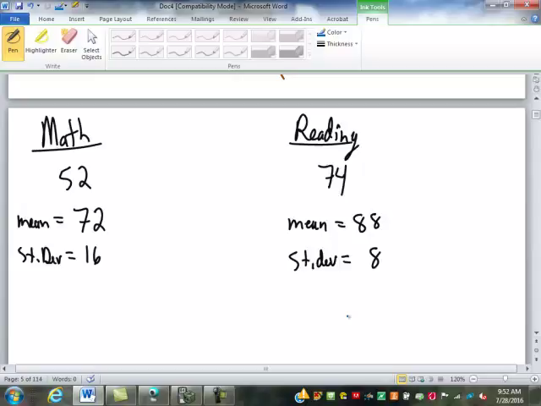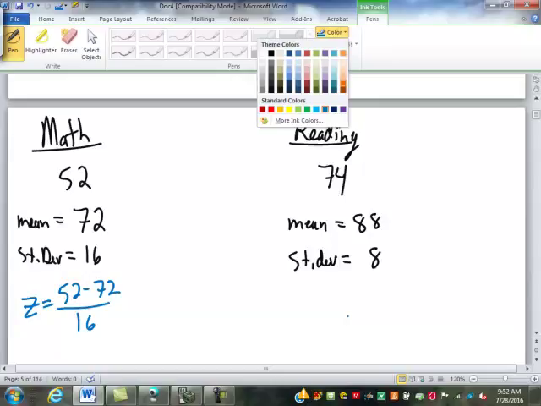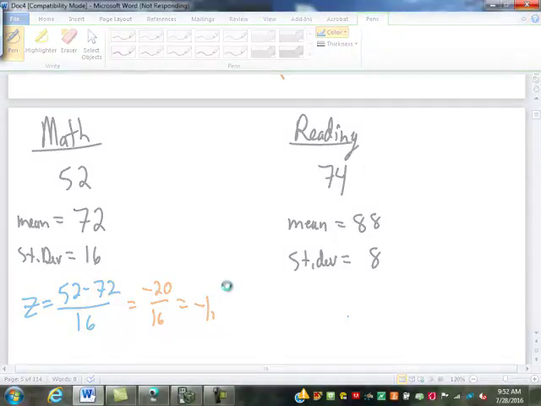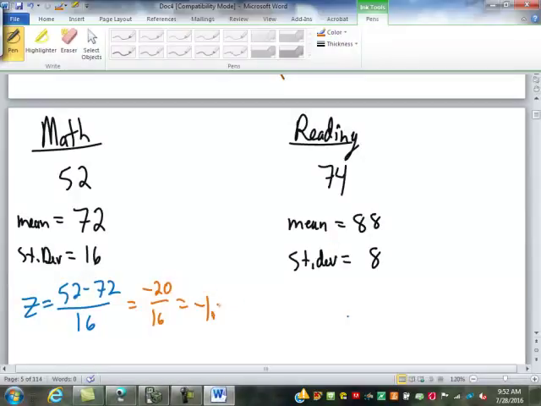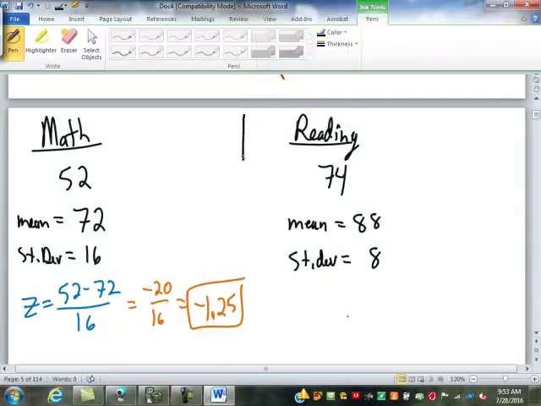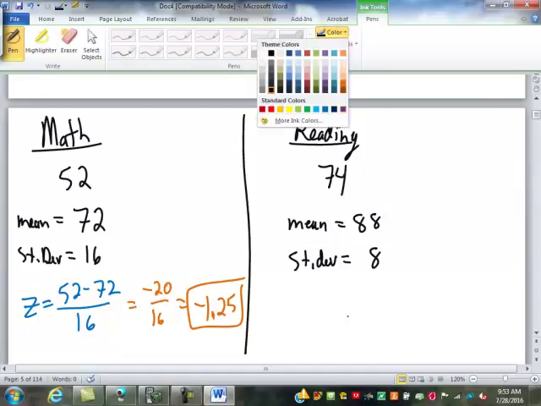So for our first one here, what'd you get for a z-score? 1.25. So it's 52 minus 72 over 16. 52 minus 72 is a negative 20 divided by 16 is a negative 1.25. The negative is important there because that tells us that this is below the mean. So on the math test, you scored 1.25 standard deviations below the mean.